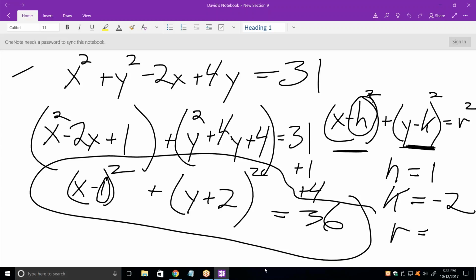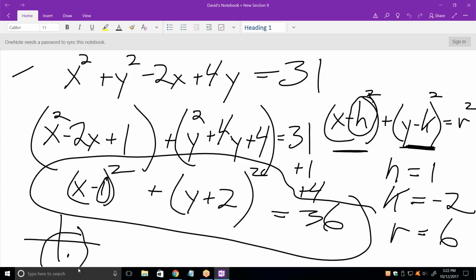So it would be the square root of 36, right? Yep. Which is 6. Okay. Now I can graph that circle. I know exactly where it's at. I know its center is right here. And I know its radius is 6. Like I said, that's the only things you need to know.